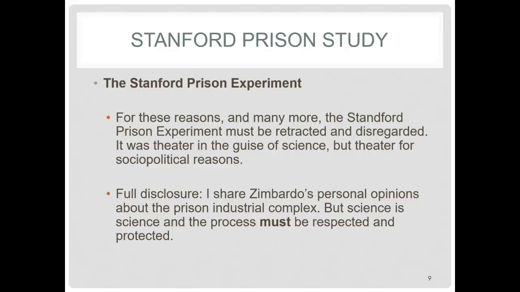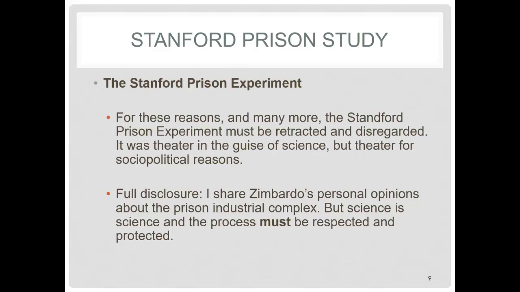Zimbardo's a narcissist. He went to the media with this study before it even ended. The study started on a Sunday. He started talking to the media about this study on Monday, in the middle of the experiment, because he's a narcissist. He didn't trust science. He didn't respect the science. And he sure didn't protect science. He could have made his personal opinions known.